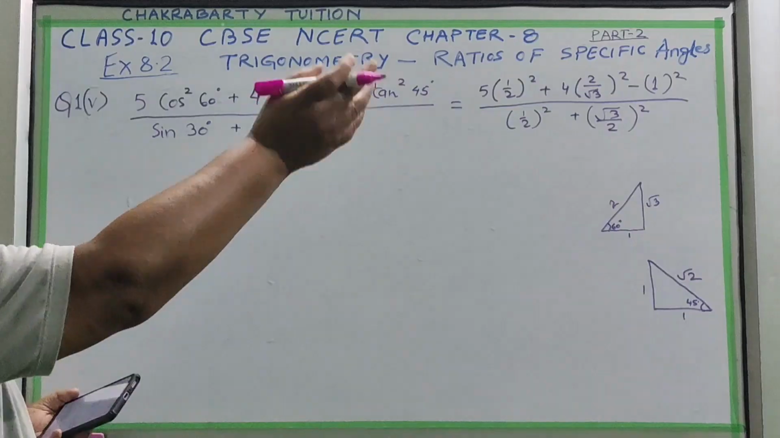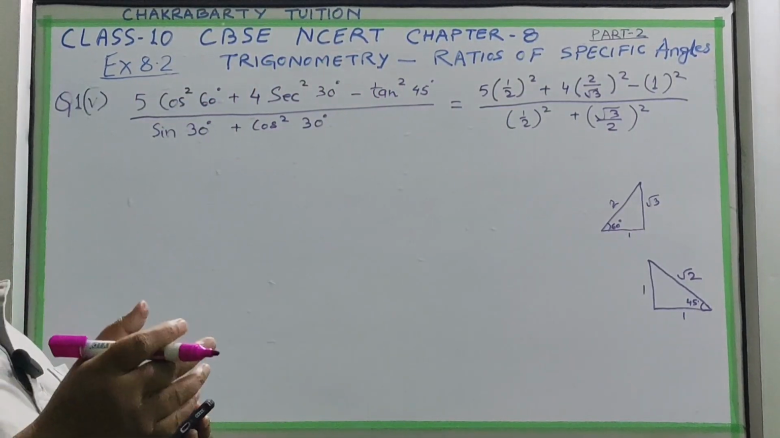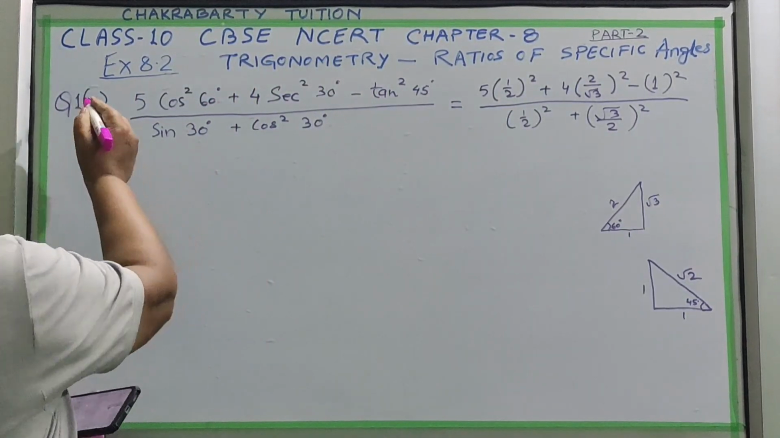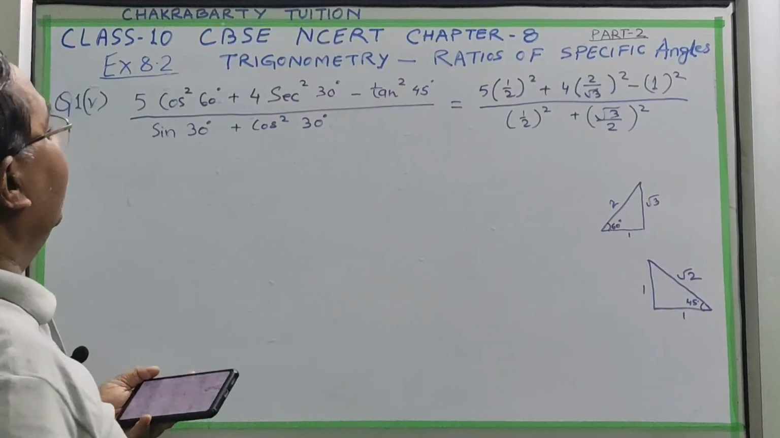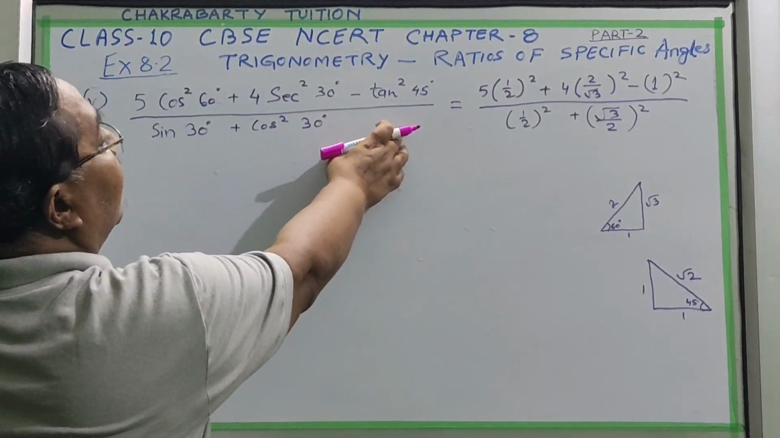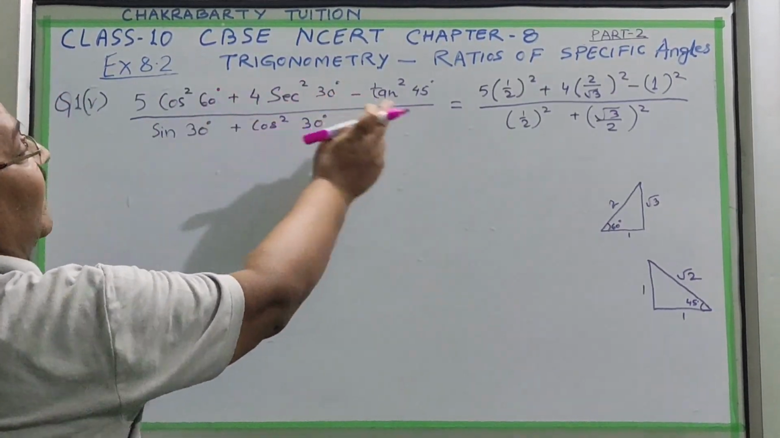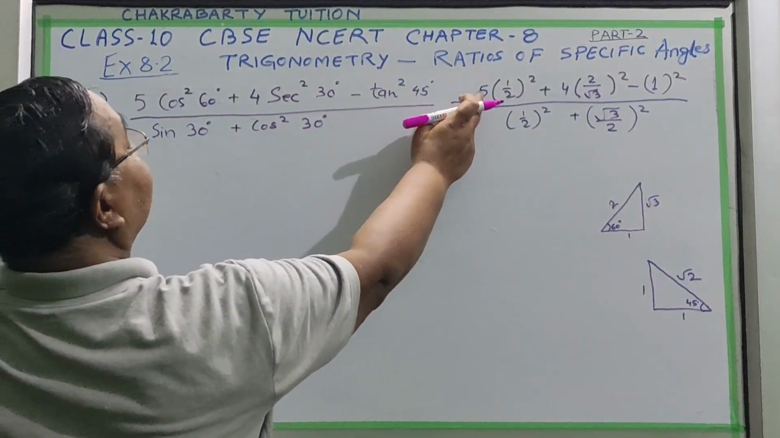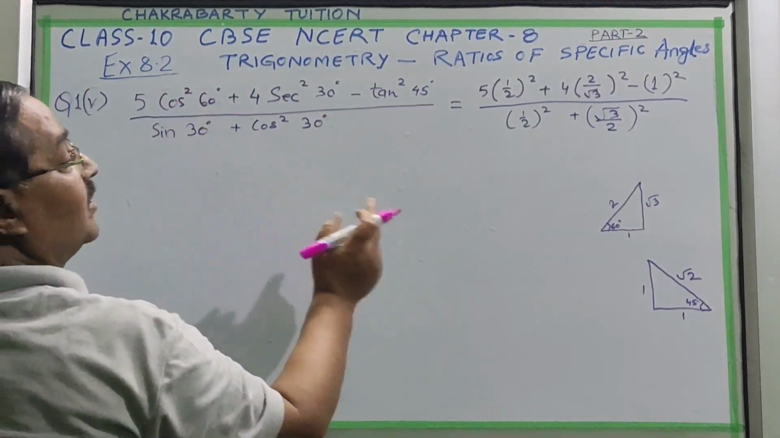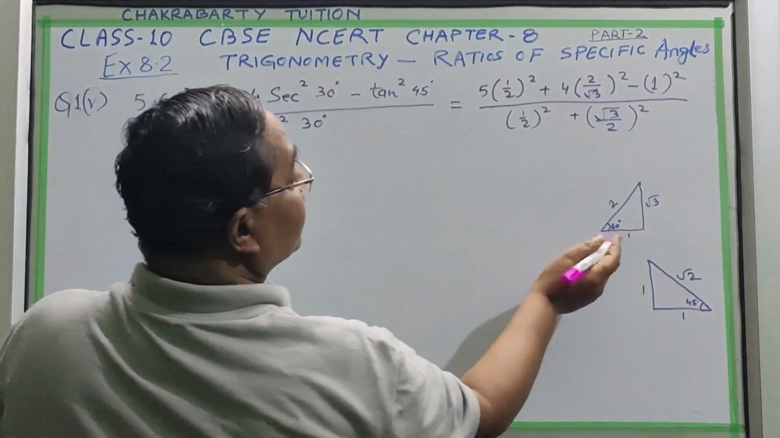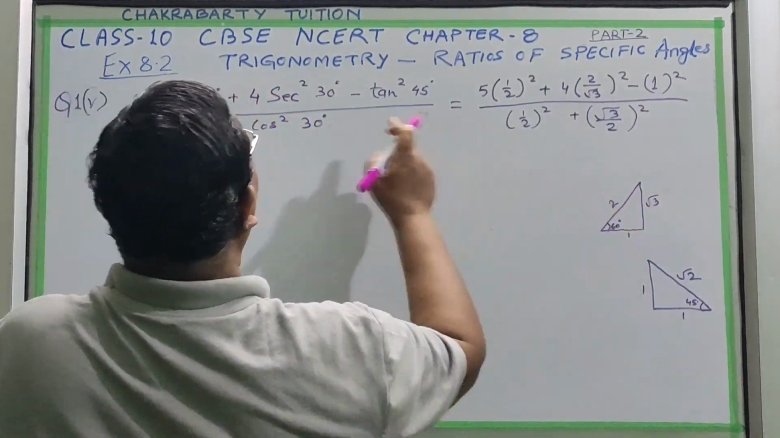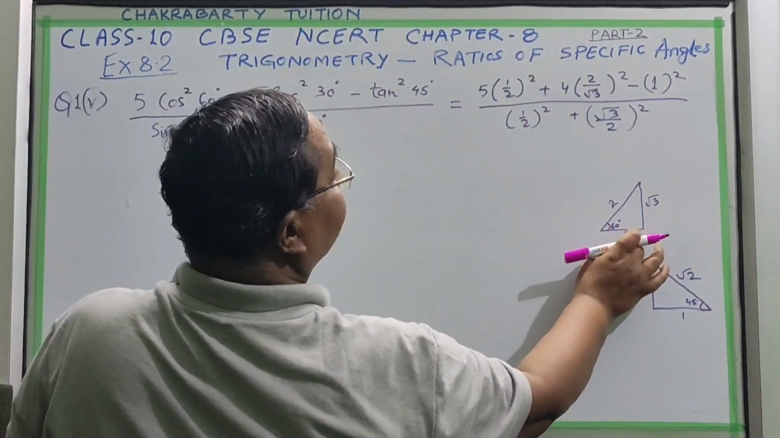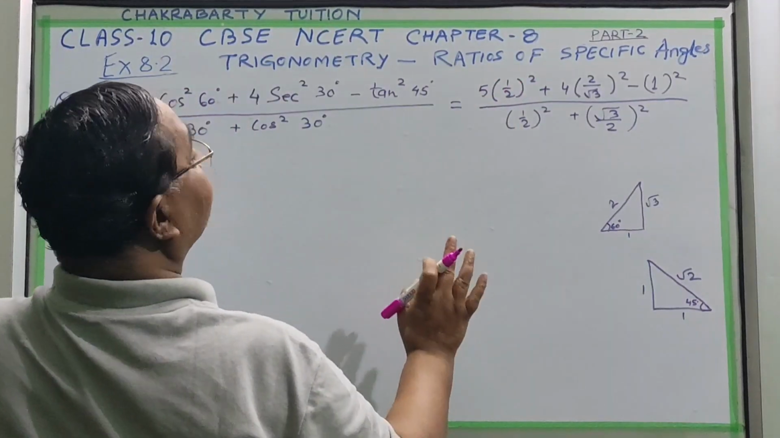So, in continuation of our previous video, now we are doing question 1 and part 5. I have written the question from the book. Now we will write the values by seeing this. Okay, so 5 means multiply, you have to do cos square, so you have to find cos 60. So cos 60 will be 1 by 2, and 1 by 2 squared it will become.